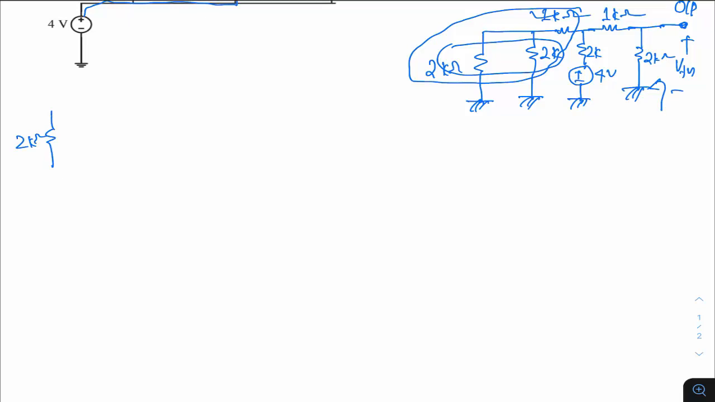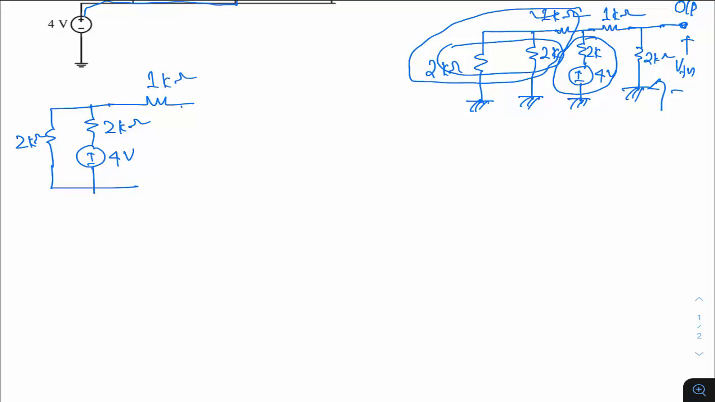Then after this we have a 2 kilo ohm resistor here, and then I have a 4 volt battery. Next I have one more 1 kilo ohm resistor, and then a 2 kilo ohm resistor. So this is the circuit. This is where we need VTH, and to compute RTH we will also look from here.